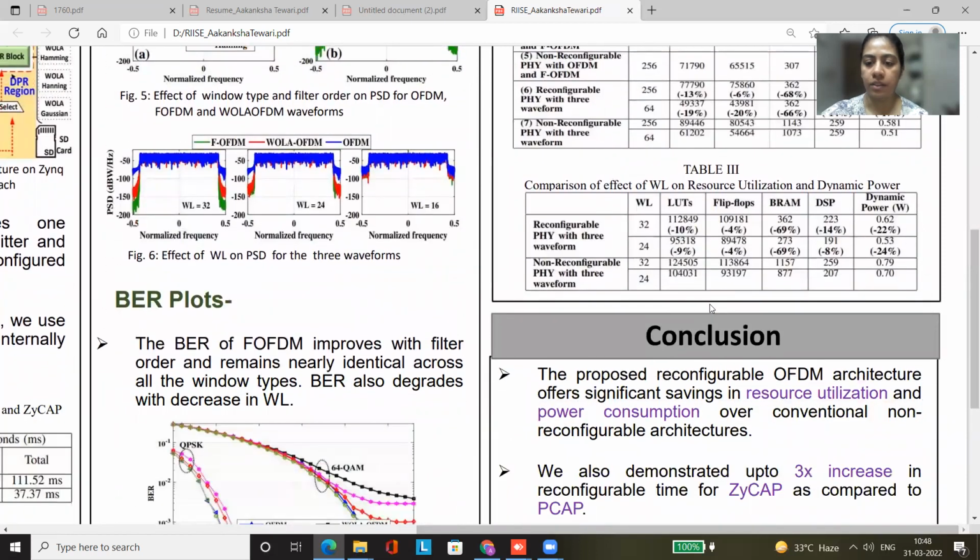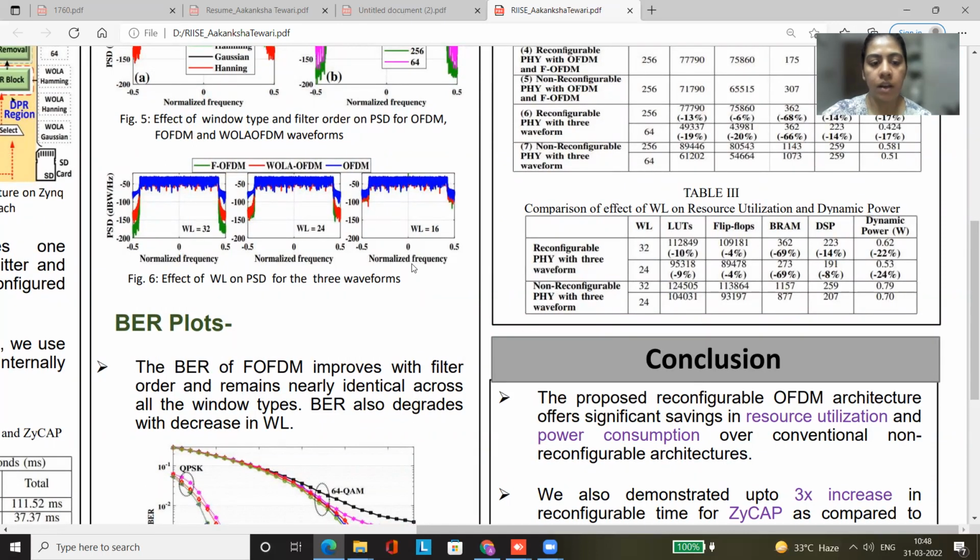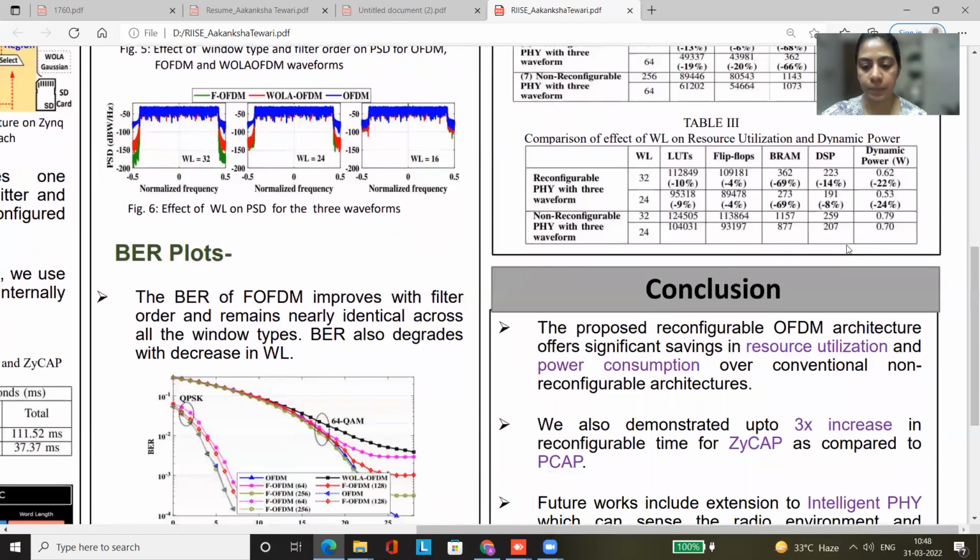In this table, we compared the word lengths of architectures 6 and 7 for word lengths 32 and 24 bits. And we see that with increase in word length, the resource utilization also increases. So we can observe that if you want to increase the word length, the out-of-band emissions and the bit error rate decrease, but it decreases at the cost of increase in resource utilization, dynamic power, and also increase in latency.